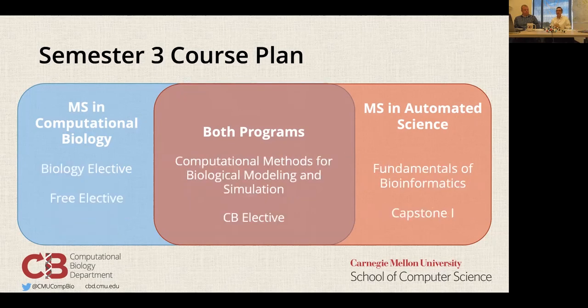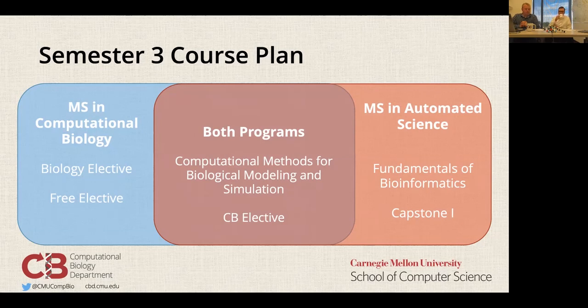When students enter their third semester, so in the second year fall, both programs will have an elective course in computational biology, as well as a course on biological modeling and simulation. MS and automated science students will pick up a fundamentals of bioinformatics course, as well as start the capstone project. Josh, you want to say a little more about the capstone?